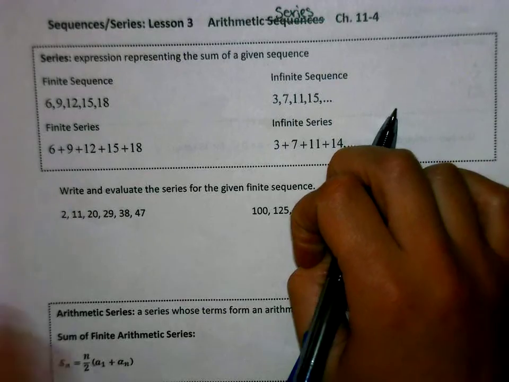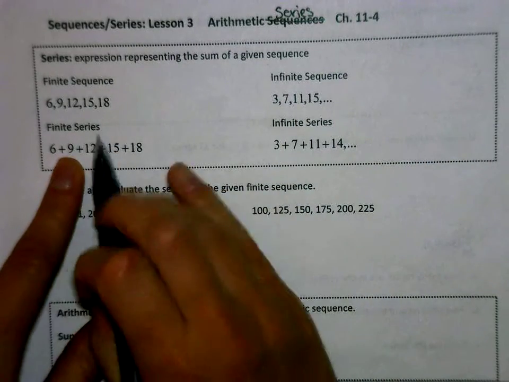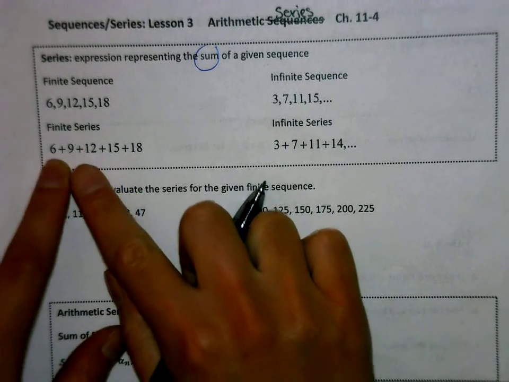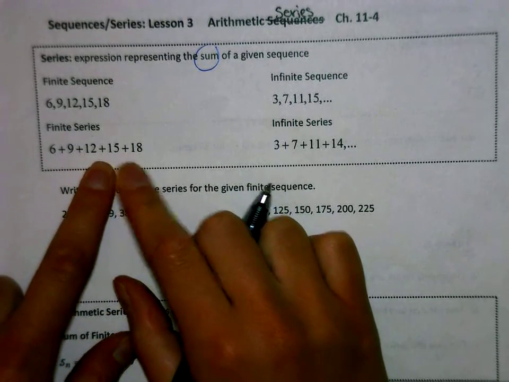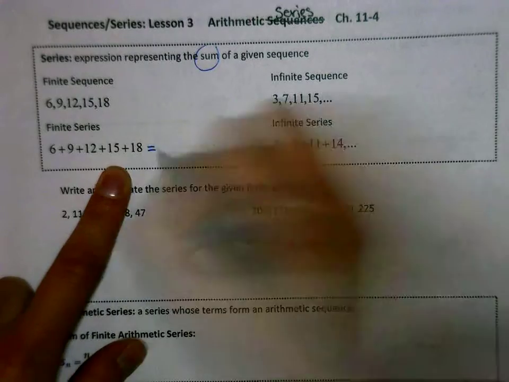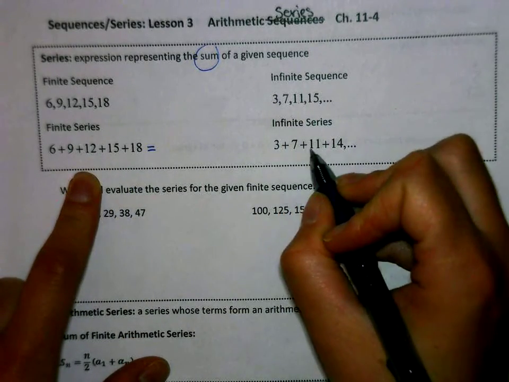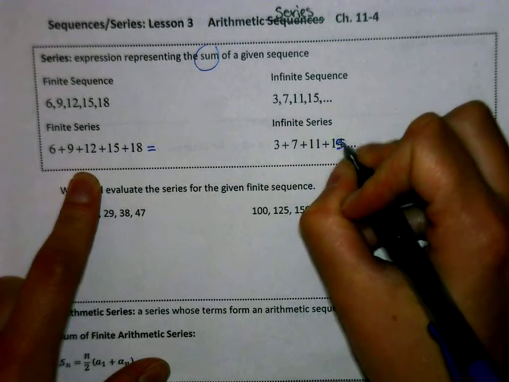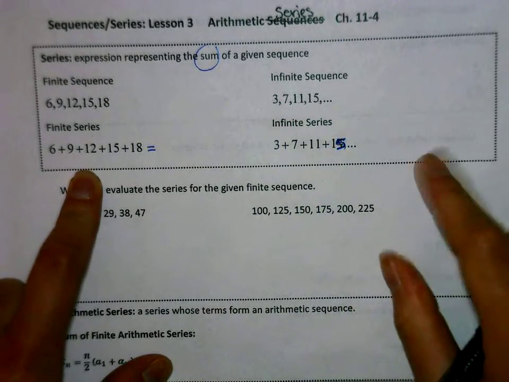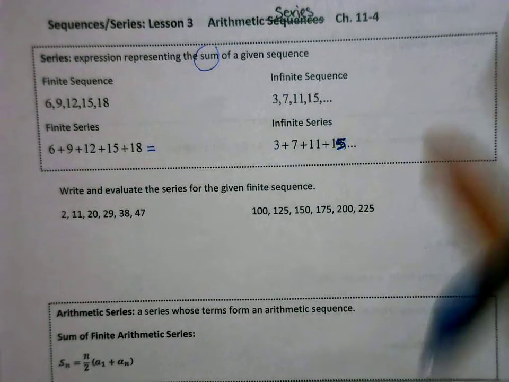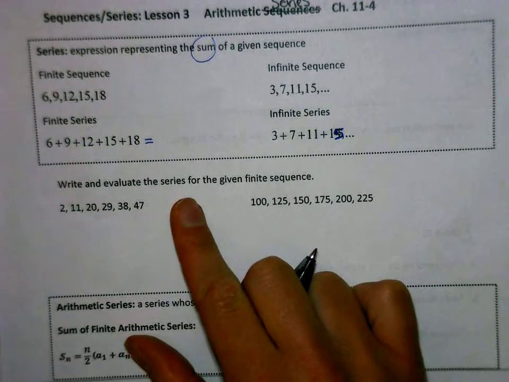So let's take a look at the finite series. A series is the sum. So we would do 6 plus 9 plus 12 plus 15 plus 18, and we would get a number. That would be a finite series. Infinite would be 3 plus 7 plus 11 plus 15, but we would keep adding because our sequence does not end.